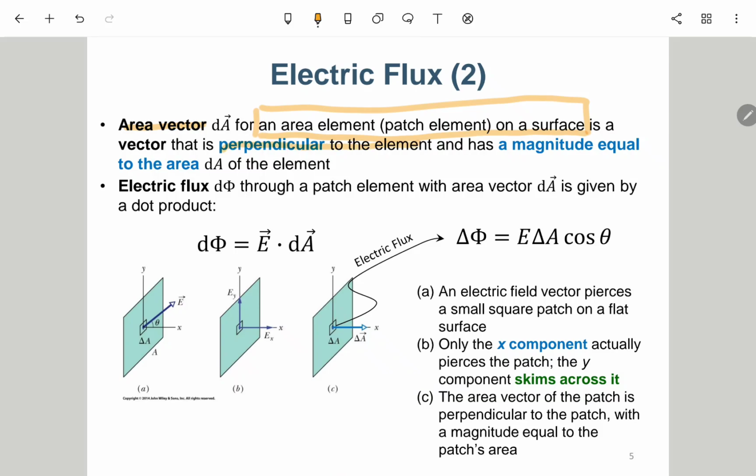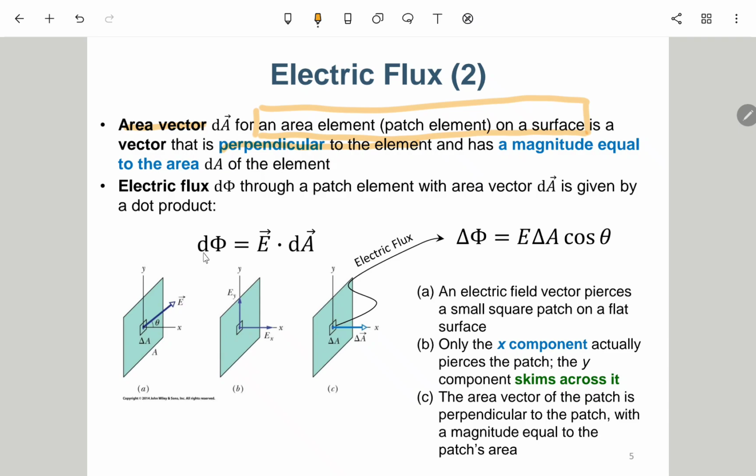Okay, perpendicular to the small plane, and then it has a magnitude equal to the area. So the magnitude is equal to the area, and the direction is perpendicular to the element.